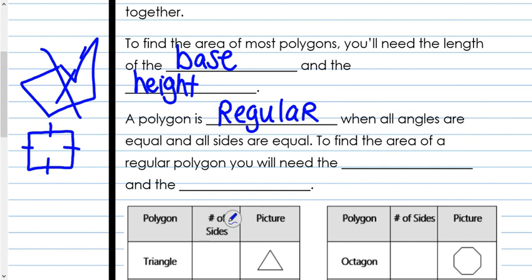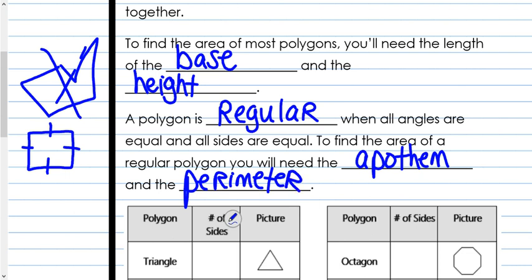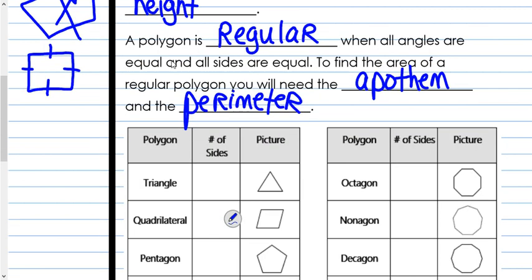To find the area of a regular polygon, you will need 2 things. You will need the apothem, looks like apo-them, pronounced apothem, and you need the perimeter. Okay, those are the 2 dimensions you need. Now let's look through types of polygons, and a lot of this you should be very familiar with.